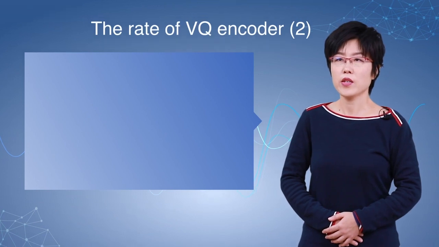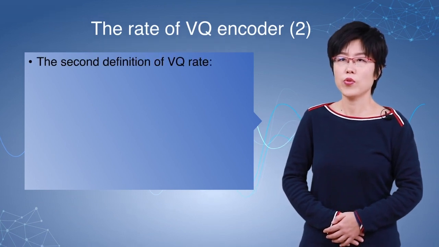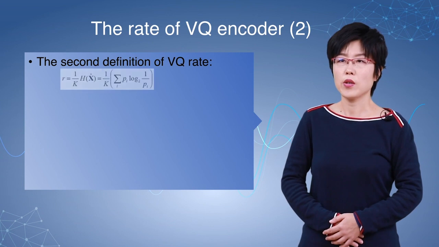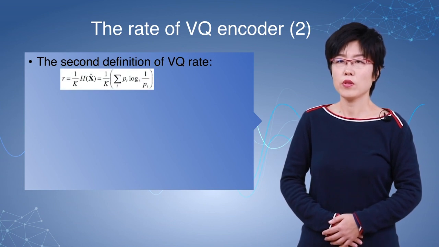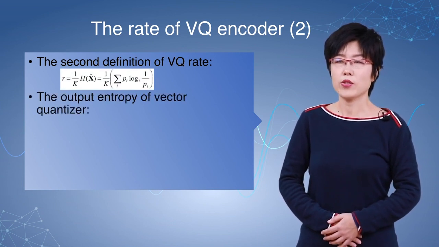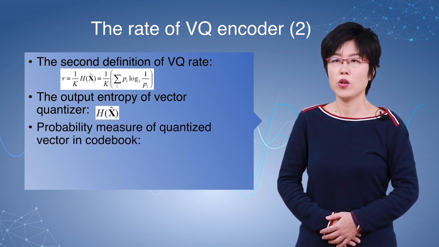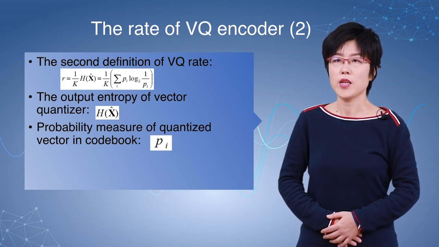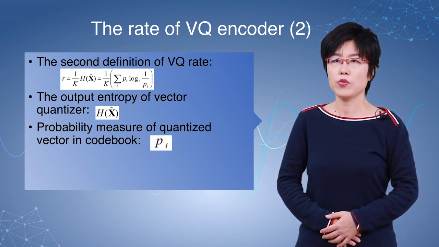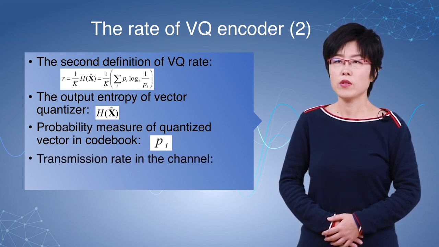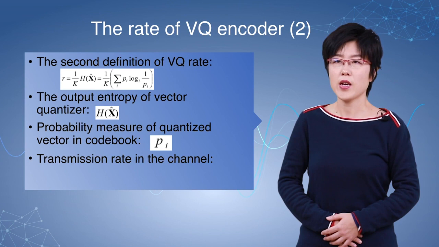There is a second definition of VQ rate, which is computed by the output entropy of the vector quantizer. The probability measure of quantized vectors in the codebook is obtained to compute the entropy. Transmission rate in the channel will be the product of sampling rate and VQ rate.